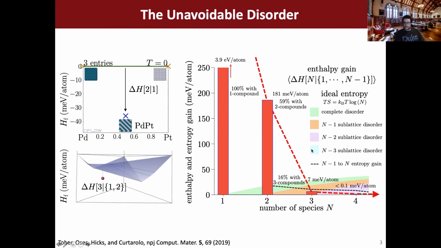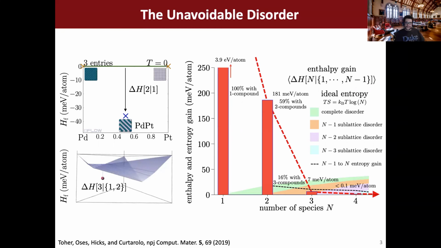Okay, and so we look at all these trends, and basically the dashed line here is really the point of comparison. Here's the n-1 to n entropy gained, and we can compare that to the enthalpy gain. And really the most important factor here is that around 3 or 4 species, the entropy gain overtakes the enthalpy gain. Okay, and so that means that as you increase the number of species, the entropy is going to become more and more important. I think this is kind of a natural consequence of just what entropy is.